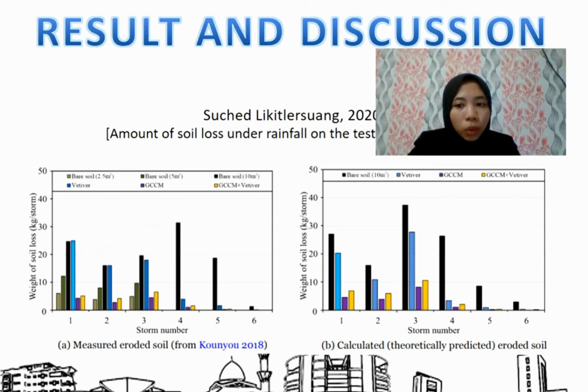The vetiver shows a high degree of erosion protection in the long term, while GCCM was more effective in prevention of soil erosion. The combination of GCCM and vetiver grass was slightly less effective in prevention of soil erosion, but effective for preserving soil compaction during rainfall and storm.